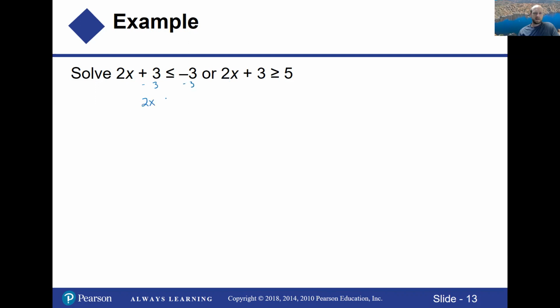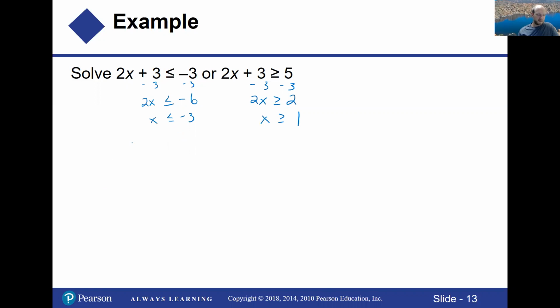So I have 2x is less than or equal to -6, and divide everything by 2, a positive 2. So I don't have to switch any signs. So I have x is less than or equal to -3. Now this one, I'm going to subtract 3. So I have 2x is greater than or equal to 2. And divide by 2, I have x is greater than or equal to 1.